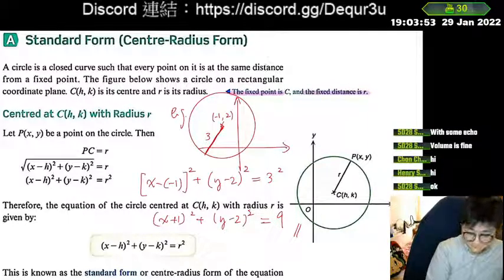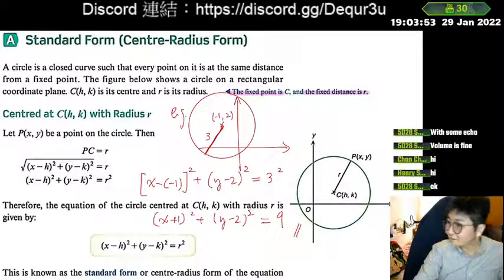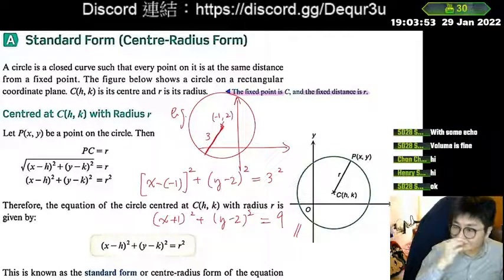Is it okay, everyone? Say some response. Is it okay? 好，見到有2個 OK 啊，而家。Is it okay?